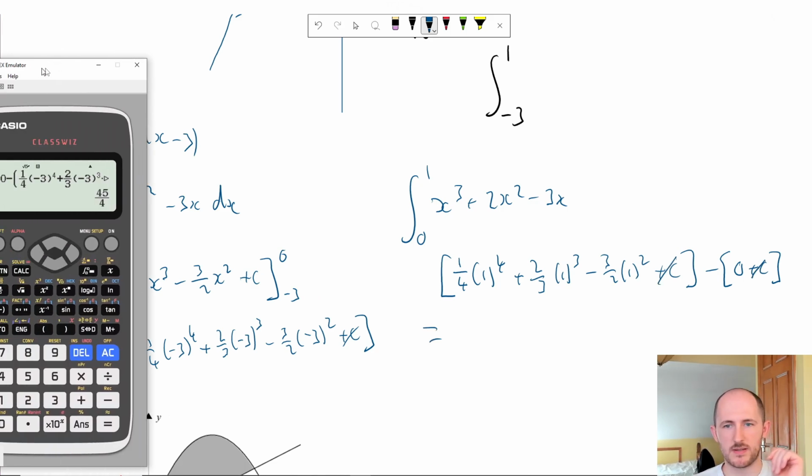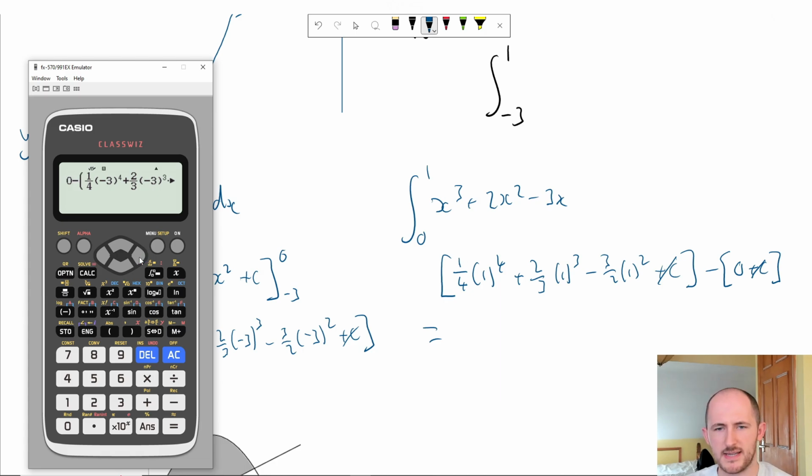So all I'm going to do is be kind of clever. I'm going to delete the 0 from the front, and I'm just going to change all of these to 1s. It's all about saving time.